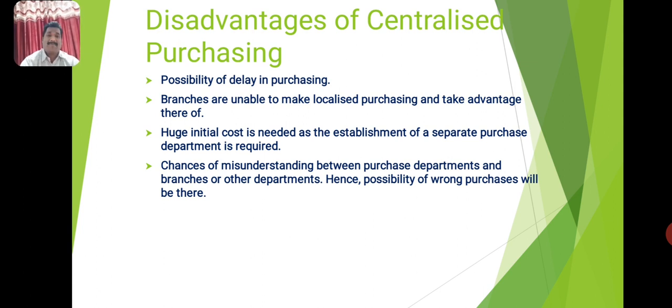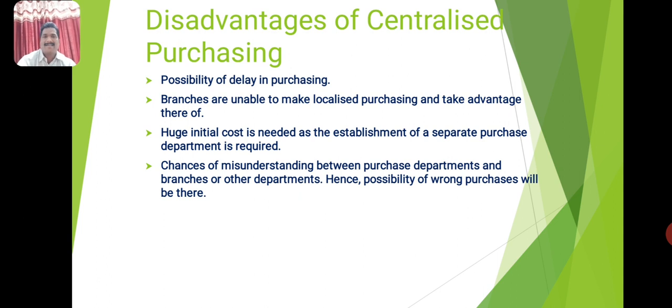Then another important one is that if the organization has a branch at a far place, in a different locality, then that branch is not in a position to make its own localized purchasing. Because if the branch is authorized or able to make purchases locally, then certain local advantage may be there. But that cannot be possible in centralized purchasing, because for that branch also the materials will be purchased by the centralized purchasing department at the head office itself. So the branches, if any, are unable to make localized purchasing and take advantage thereof.